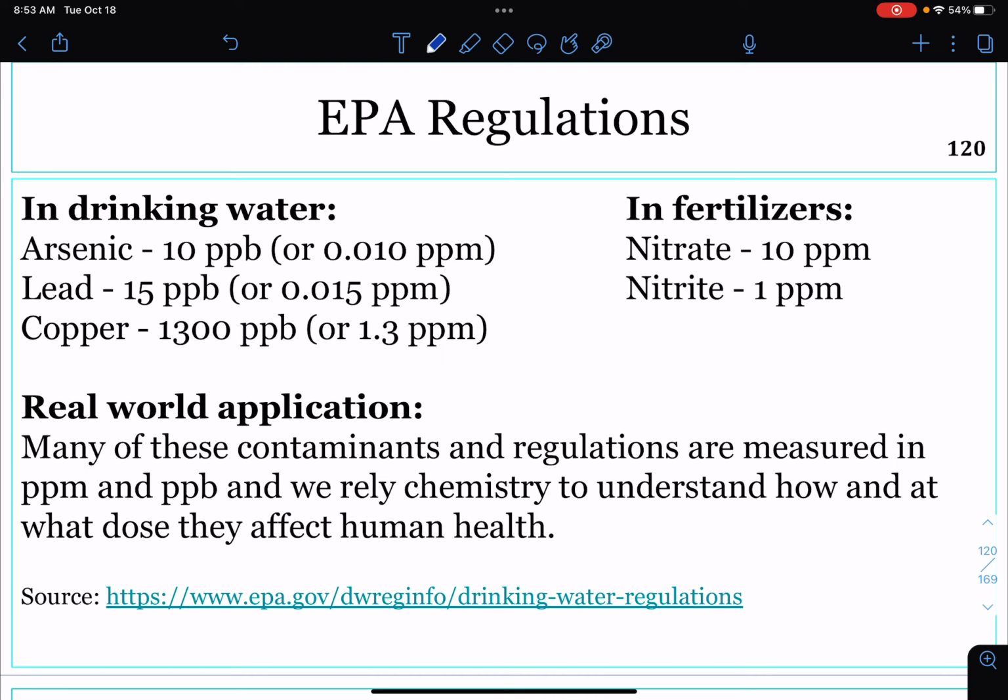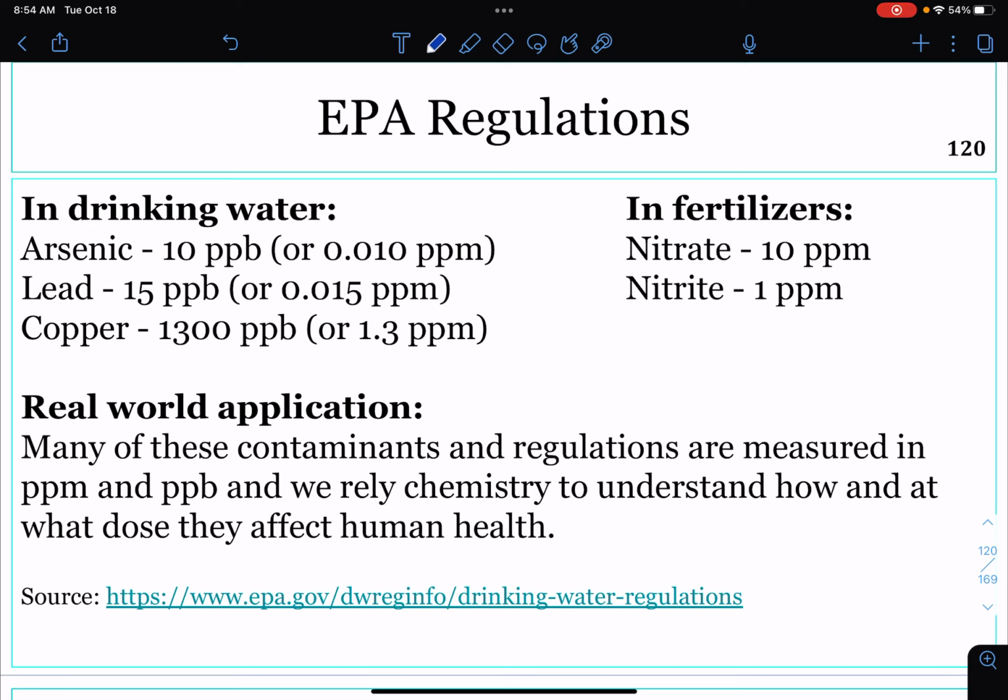Here are a few of the limits set for drinking water. In our drinking water, only 10 parts per billion of arsenic is allowed, 15 parts per billion of lead is allowed, and 1,300 parts per billion of copper is allowed. So we can see that copper is much less toxic to us, as our bodies can handle quite a bit more before any negative health effects happen.